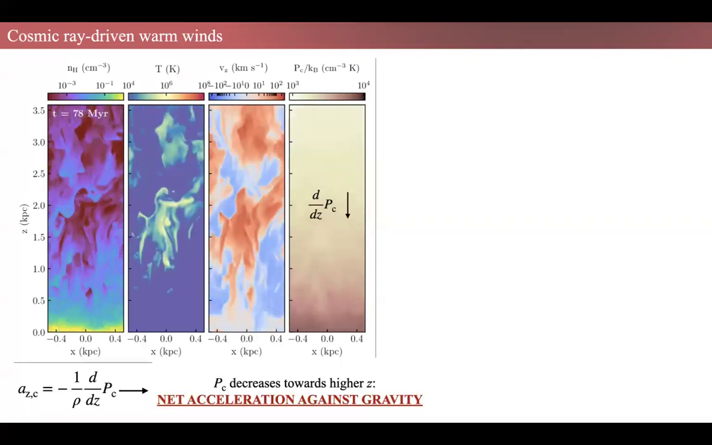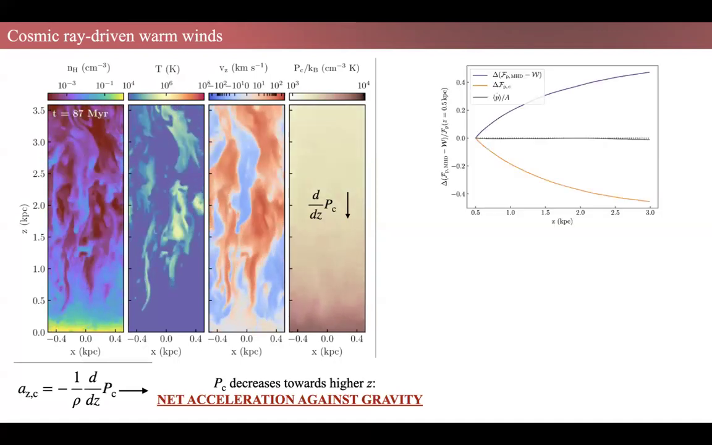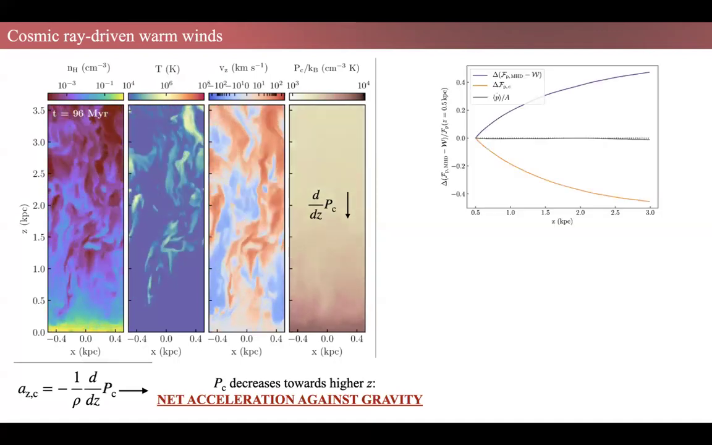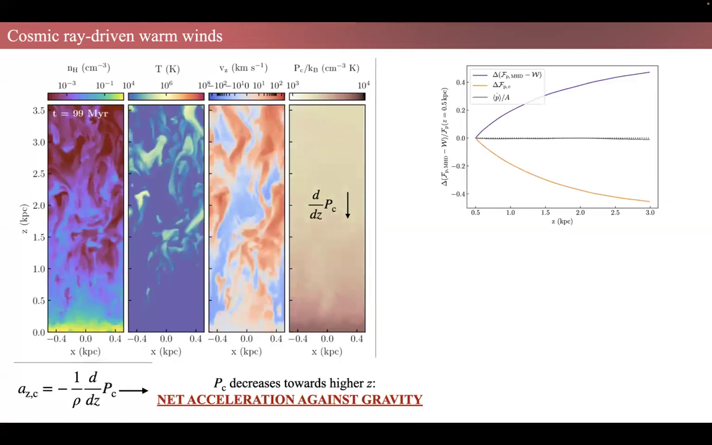Now, a quantitative analysis of this simulation confirms that cosmic rays can accelerate the gas in this case. In this plot, the purple line shows the variation of gas momentum flux as a function of z, while the orange line shows the variation of cosmic ray momentum flux as a function of z. Now, from the momentum conservation law, we know that in steady state, these two quantities must compensate.